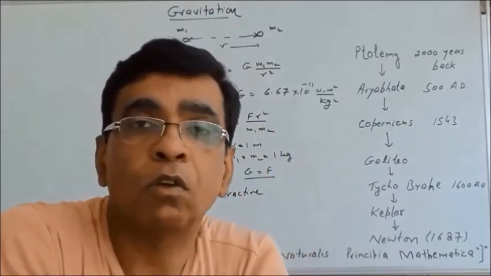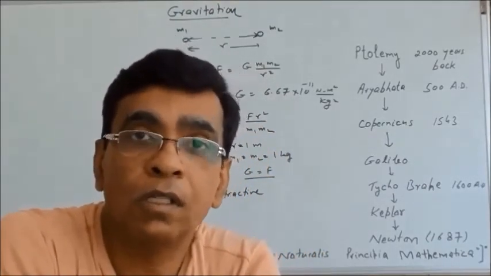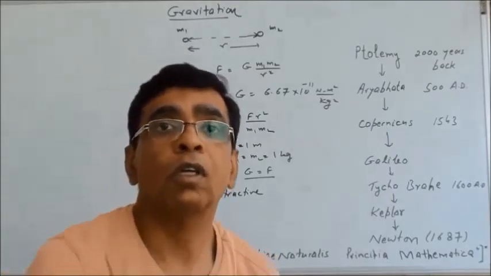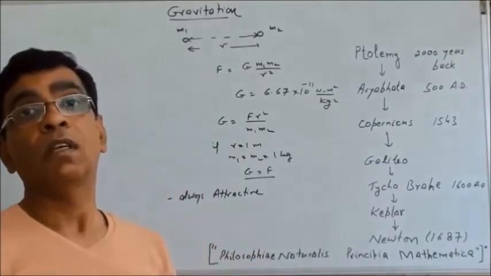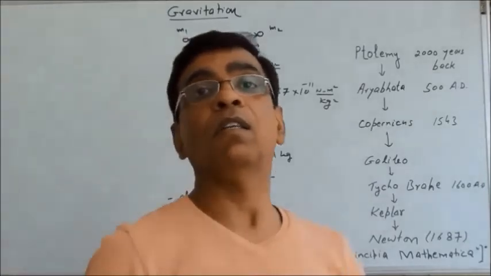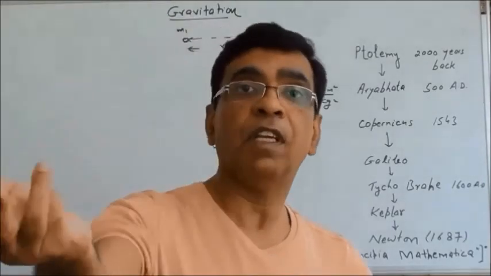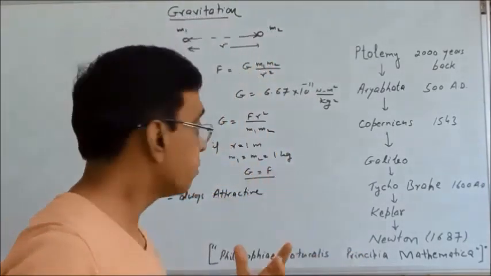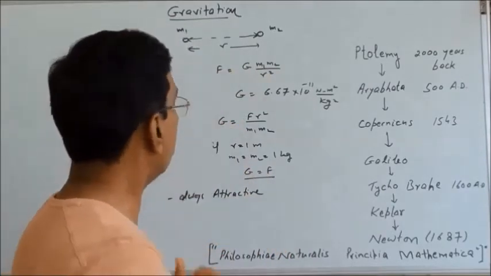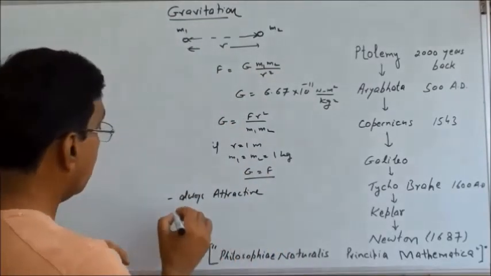So Earth does not pull only the Sun. It pulls all other objects, and not just Earth. Rather, every mass in the universe is attracting every other mass with some force. So this is always attractive.